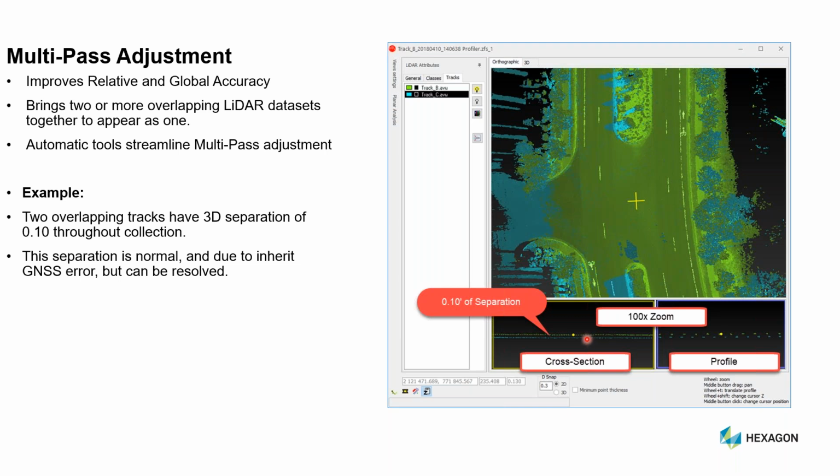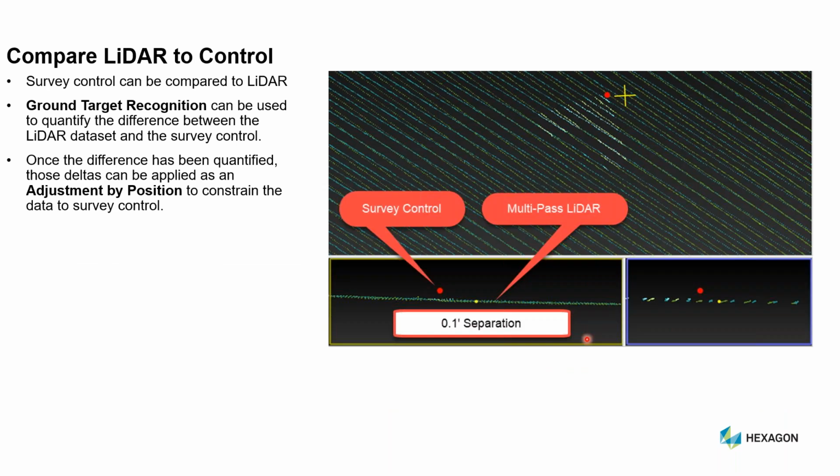Now, this separation is typical when we look at unadjusted data. We will often see some separation horizontally or vertically. And it's this tool set that's going to try to iron those wrinkles out of the data itself. Also, when we compare data to our survey control, it's possible that we see some separation from our survey control to the actual LiDAR itself. In this example, horizontally, our survey control point looks pretty decent, but vertically, we've got about 1/10 of a foot of separation here as well.